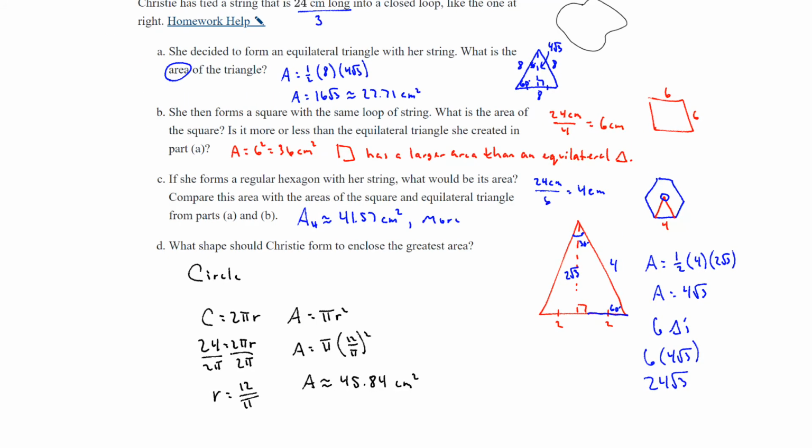And so as a bonus part I decided to go ahead and show you what the area would be. Since we know that if we use the string and go all the way around a circle, that would be the circumference, which is 24 centimeters, then I went ahead and said 24 is equal to 2 pi r. You can divide by 2 pi to figure out what r is, and then you can replace r with 12 divided by pi in the area formula, and I came up with an area of approximately 45.84 centimeters squared, which once again is larger than the hexagon.